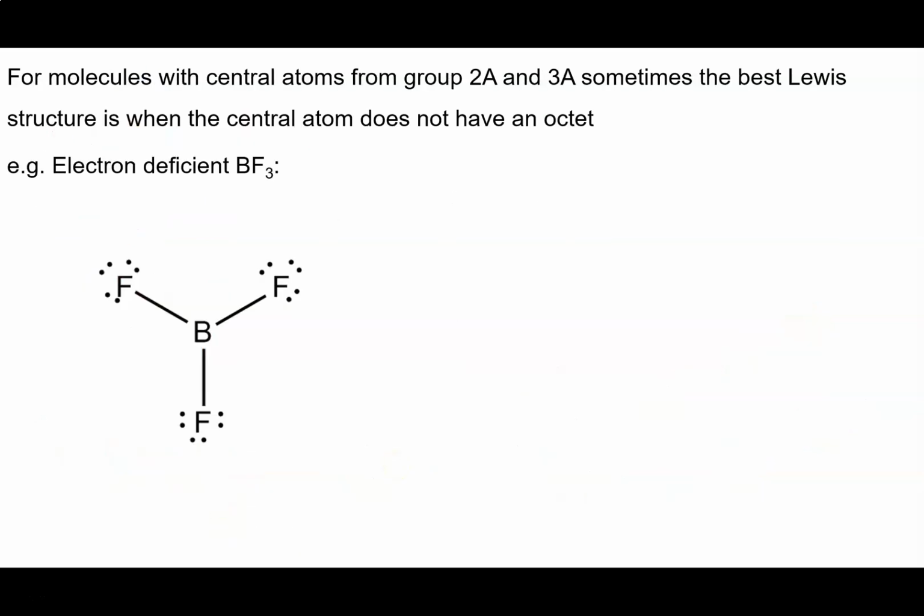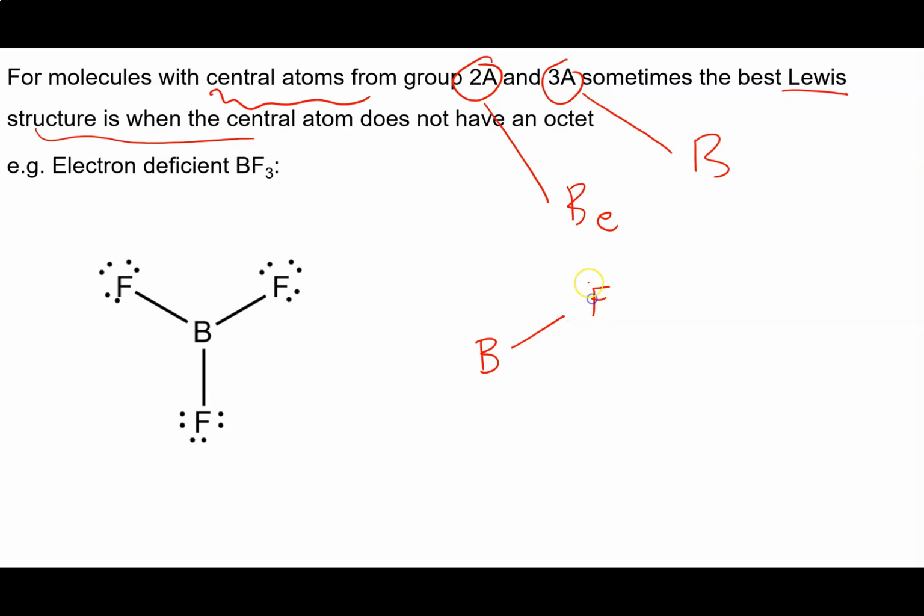So what we see is that for molecules with central atoms that are from either group 2A or 3A, classic examples would be beryllium or boron, sometimes the best Lewis structure is when the central atom actually has less than an octet. A good example of this is electron deficient boron trifluoride. Now, if we followed the rules all the way through, we would recognize that in this molecule, boron only has 2, 4, 6 electrons around it, and really we should bring in a lone pair and put a double bond there.